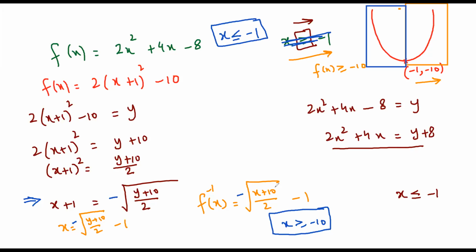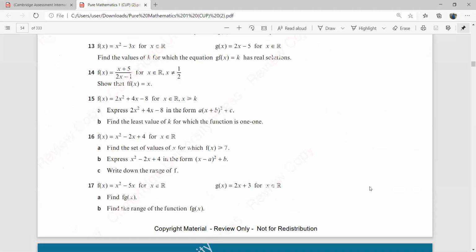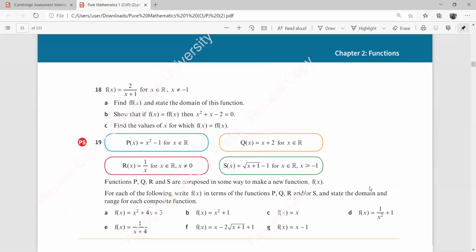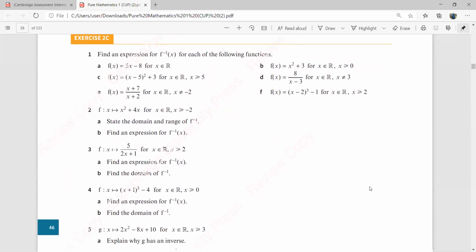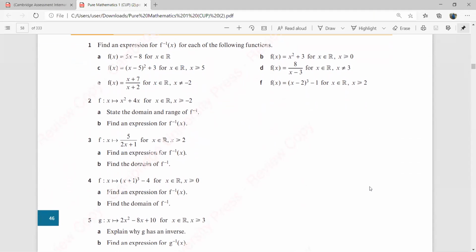I'm going back to the exercise that you now have to try. These are going to be the questions from this exercise, exercise 2C. It says find an expression for f inverse of each of these, and it is not asking you for the domain, so you must do that yourself. Look at this second question. It says, state the domain and range of f inverse. Let's do this second question and then you will be practicing it yourself.